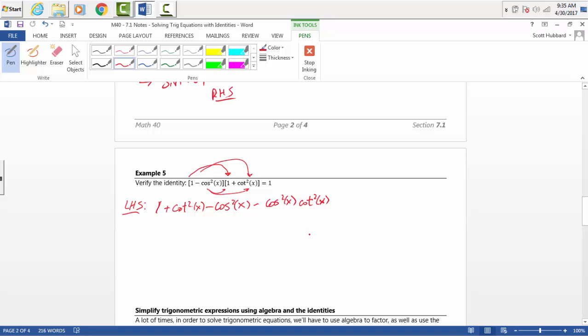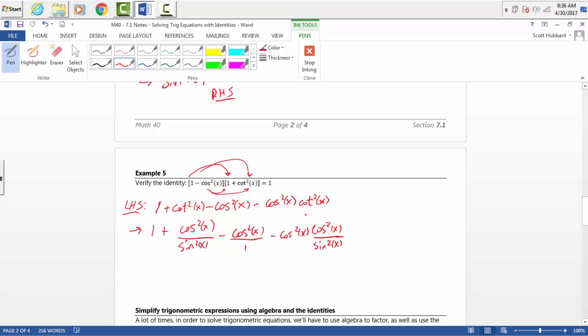Alright. And I think the next thing I would want to do is write everything in terms of cosines and sines. So here we'd have 1 plus cosine squared x over sine squared x minus, this already is just a cosine squared x, but I'll put it over 1 to help us, because we're probably going to get a common denominator. So minus cosine squared x times cosine squared x over sine squared x.